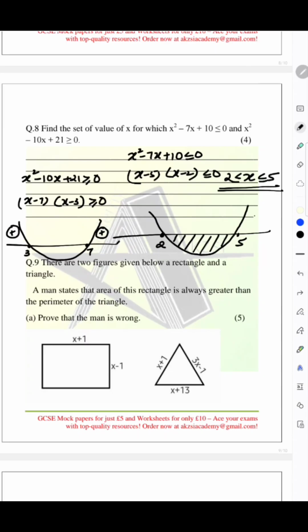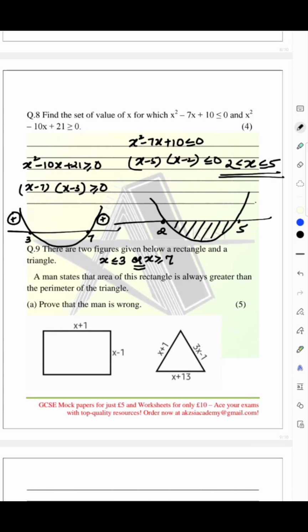That means x can take any value that is less than or equal to 3. So x is less than or equal to 3. And another is x can take any value which is greater than or equal to 7. So x is less than or equal to 3 or x is greater than or equal to 7.